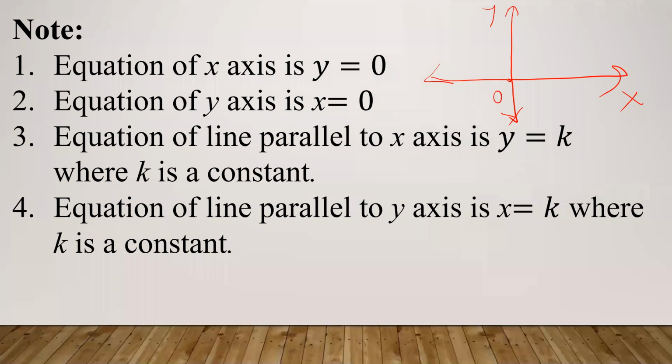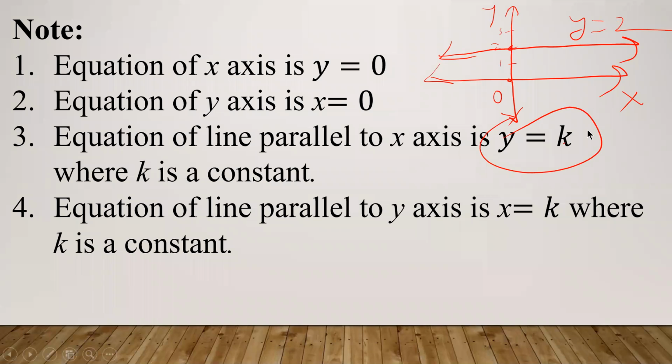Suppose I want to draw a line y equal to 2. So where is y equal to 2? Look at on the y-axis, y equal to 2 is here. So this is the line which is y equal to 2, and this is parallel to x-axis. See here, k's value is 2. So if this k is positive, the line will be above the x-axis. Suppose I want to draw a line y equal to -1. So -1 on the y-axis is below x-axis. So this will be the line y equal to -1.